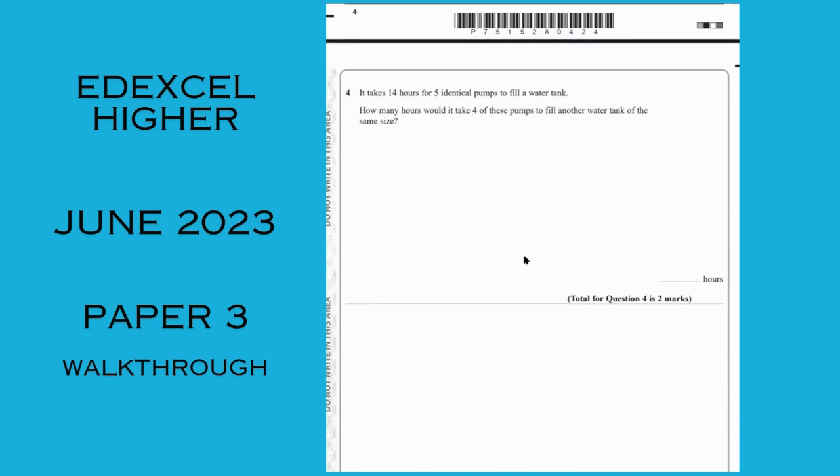Number 4. 14 hours, 5 pumps, 14 fives. That's 70 work hours, whatever you want to call it. How many hours would it take 4 pumps? So 70 divided by 4. Halve it, 17.5 hours. We like those questions.